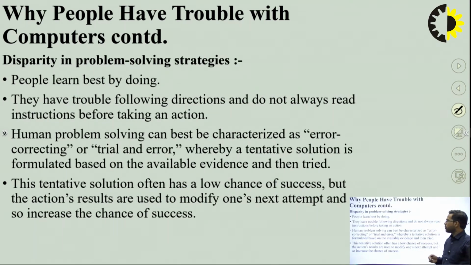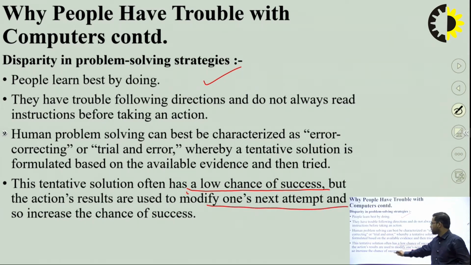Disparity in the problem solving strategy: people learn best by doing. We already know that people learn from past experience, so trial and error, trial and error. That is a problem solving strategy also. It has a low chance of success, but the tentative solution often works, and the action results are used to modify the next attempt, and so increase the chance of success.